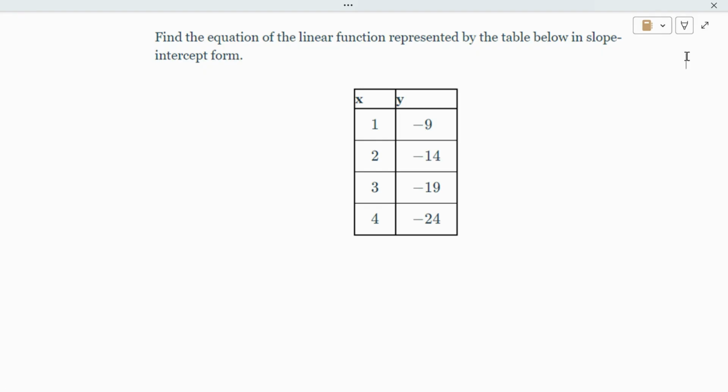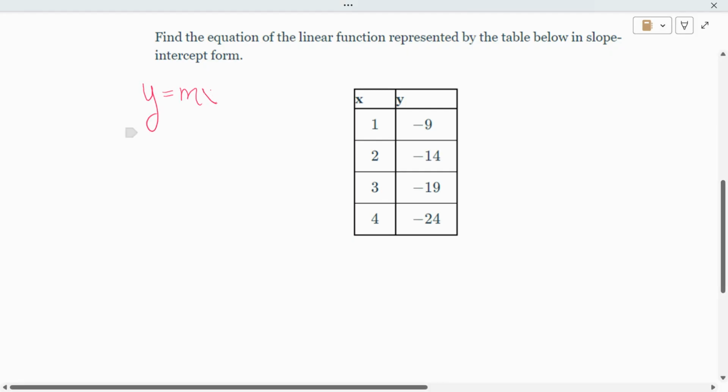Go to your next question. We're going to do the first 3 together. Okay, so your second question looks like this. We still have to write an equation in the form y equals mx plus b. So the first thing that we have to do is figure out what's happening on the y side and then put it over what's happening on the x side.